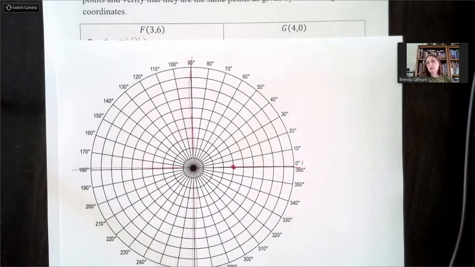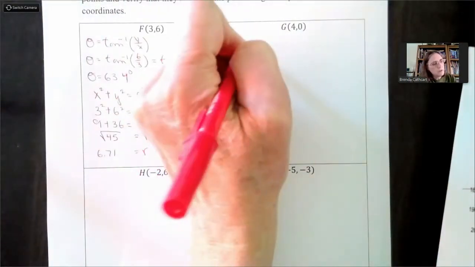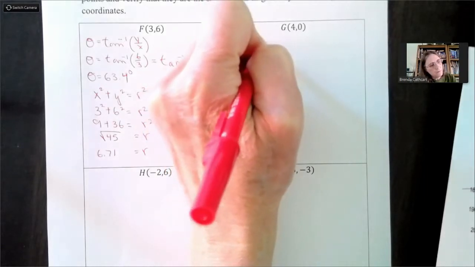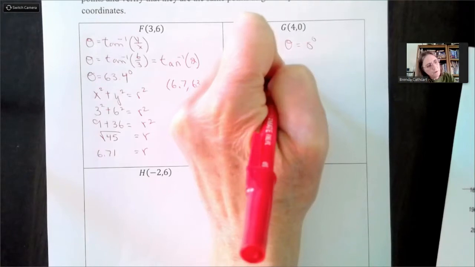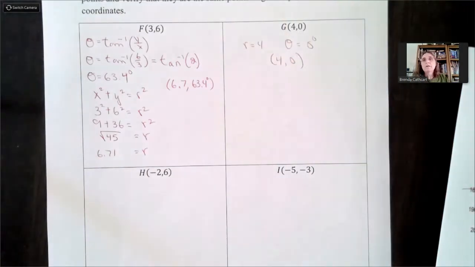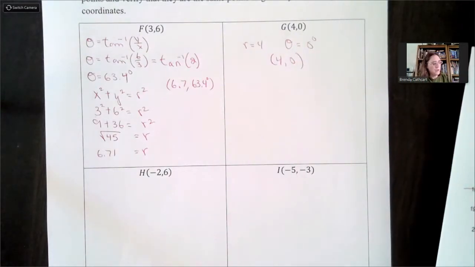So in a situation like this, we really don't need to use any formulas. We can just write down where we are. In this case, we had a radius of 4 and an angle of 0 degrees, and the polar coordinates look exactly like the rectangular coordinates because the angle is 0 degrees. Okay.